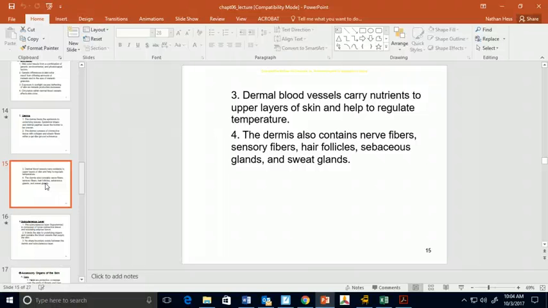Yep, it's bringing the nutrients up to the epidermis and then also to the structures in the dermis. And then for the nerves? We'll talk more about it, I promise. We'll talk more about them, but those produce oil.